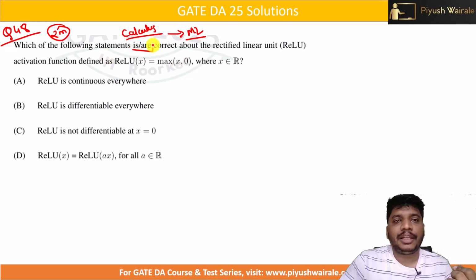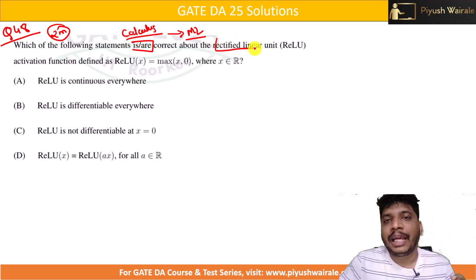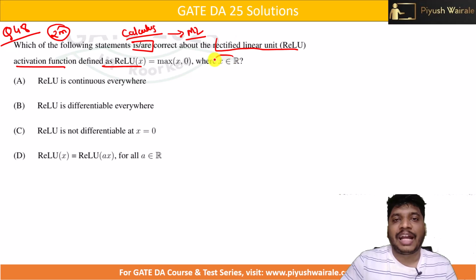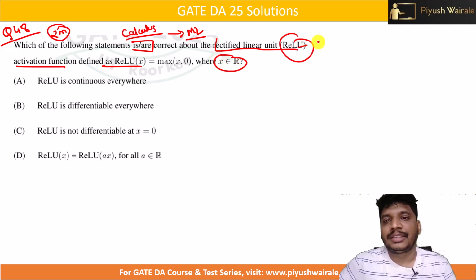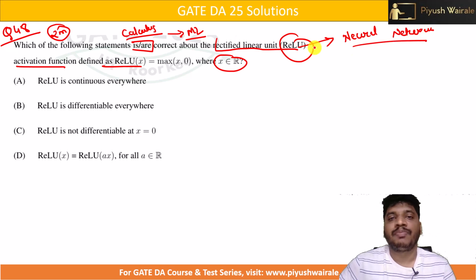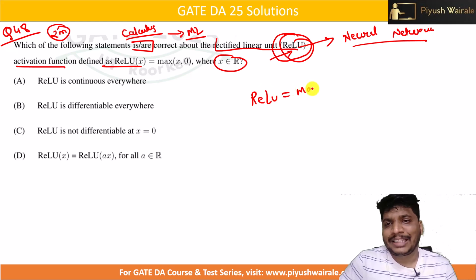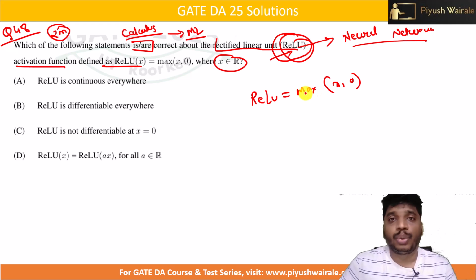Which of the following statements is/are correct about the rectified linear unit activation function defined as ReLU of x equals max of x comma 0, where x belongs to real numbers. We have discussed this particular function in the neural network topic in machine learning. We discussed various activation functions and one of those was the ReLU function. So ReLU equals the maximum of x comma 0. This is basically used as an activation function for a neural network.